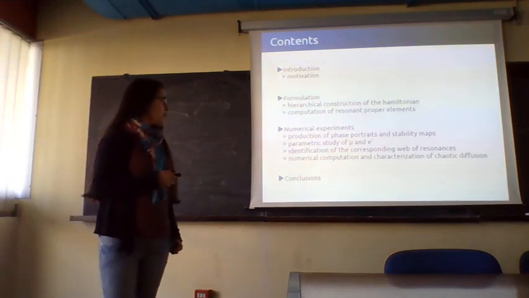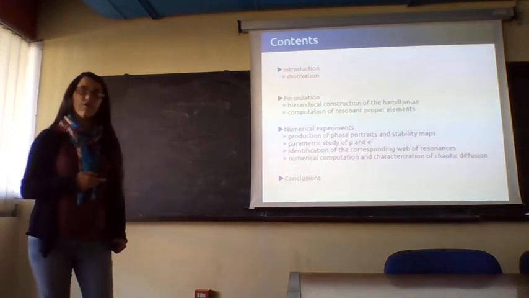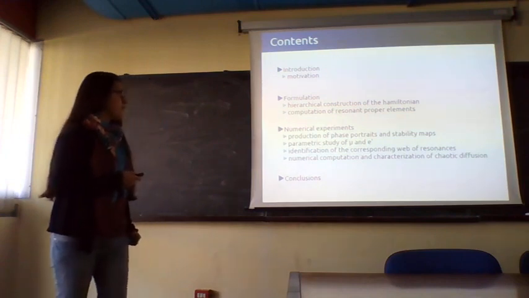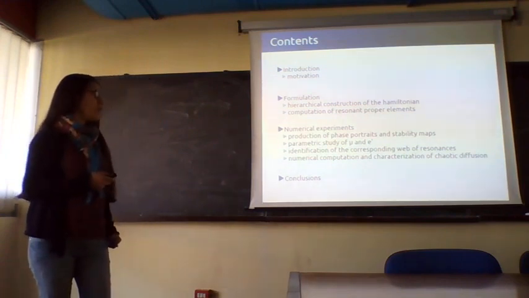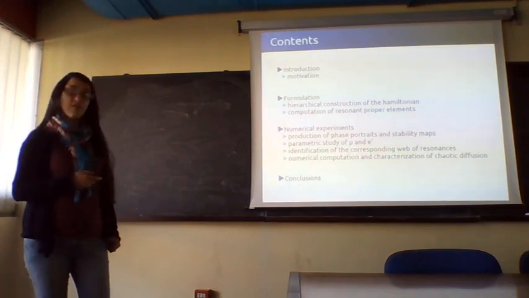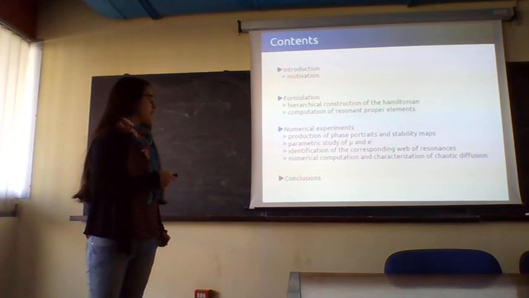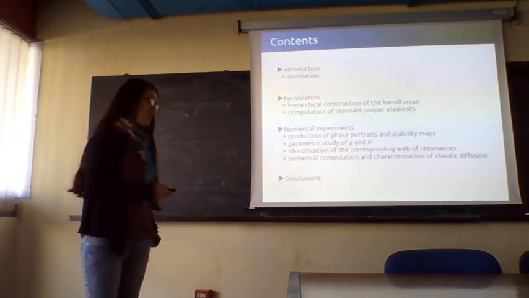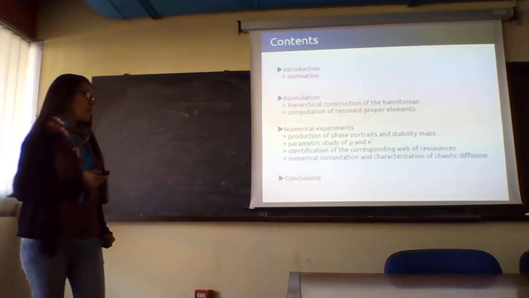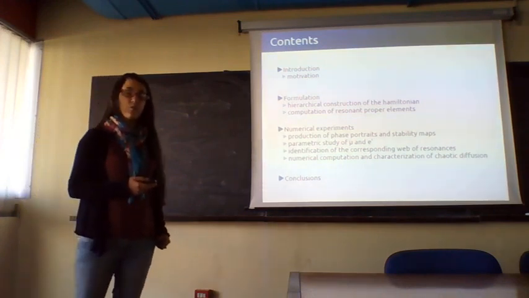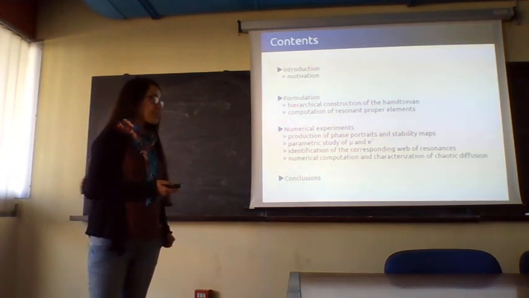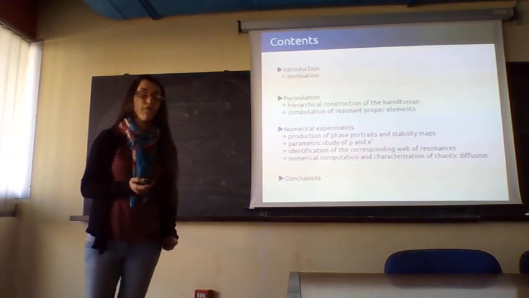Afterwards, we correlate this analytical formulation with some numerical experiments, where we produce very nice phase portrait habitability maps, where we were able to analyze the influence of the mass parameter and eccentricities, and where we identify the corresponding web of resonances. And afterward, we proceed with a numerical computation of chaotic diffusion, where we were able to characterize different kinds of chaotic diffusion with different rates. And finally, I will close with the conclusions of our paper.